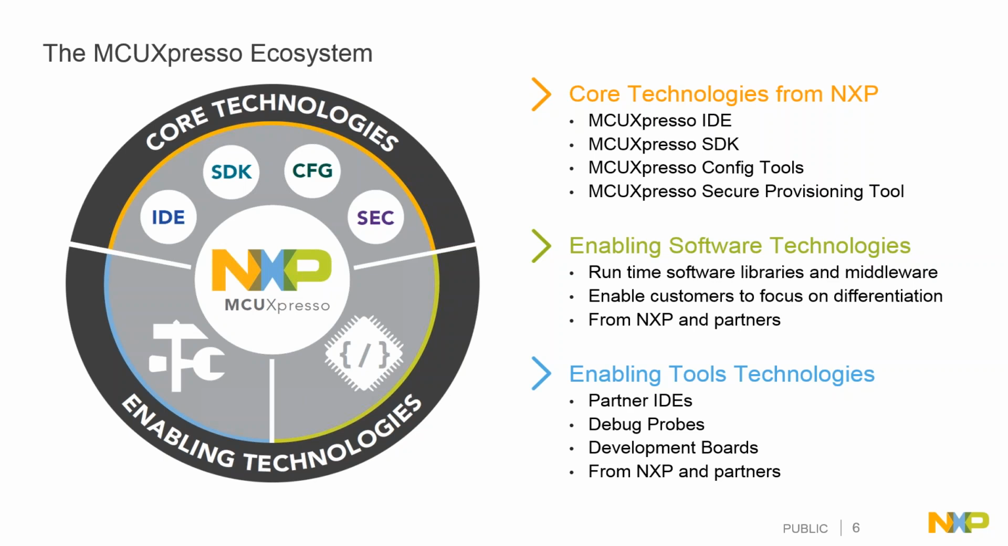The core MCUXpresso technologies are further enhanced by the enabling software and tools technologies that we provide at NXP and are also provided by our partners. This includes anything from runtime software and middleware, partner IDEs such as IAR and Keil, debug probes, and various development boards that work really seamlessly with the core technologies and help speed up the development process even further for you and allow you to focus more on differentiation.